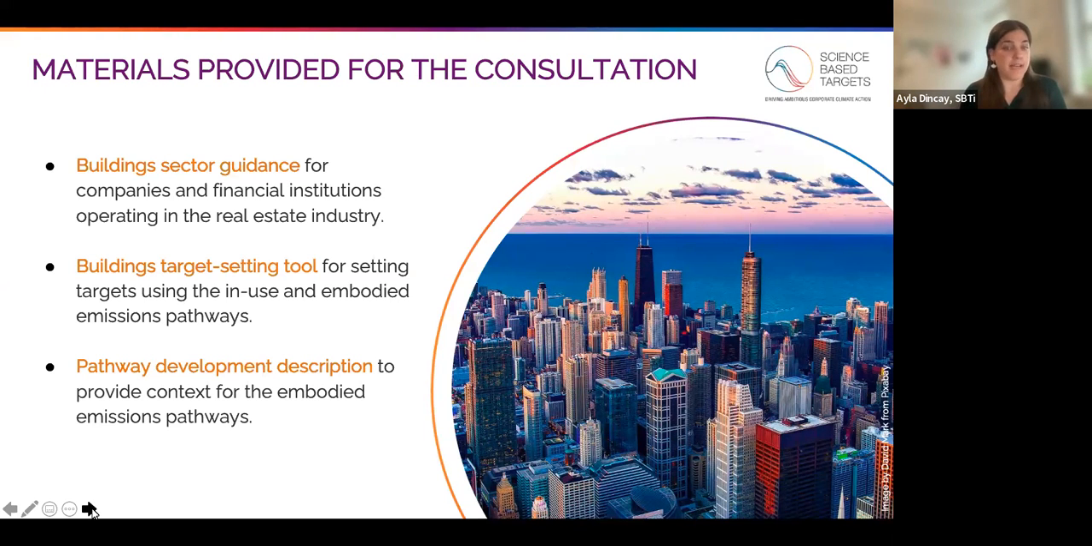So we are sharing the building sector guidance for companies and financial institutions, the building sector target setting tool that incorporates both in-use and embodied emissions pathways, and also the embodied emissions pathway development description that provides information about how the embodied emissions pathways were developed.